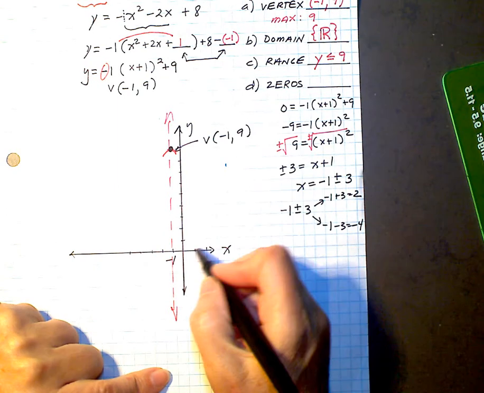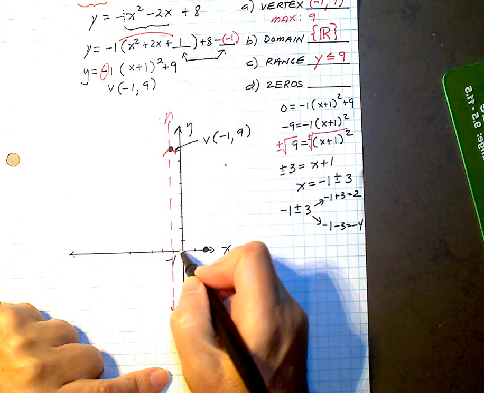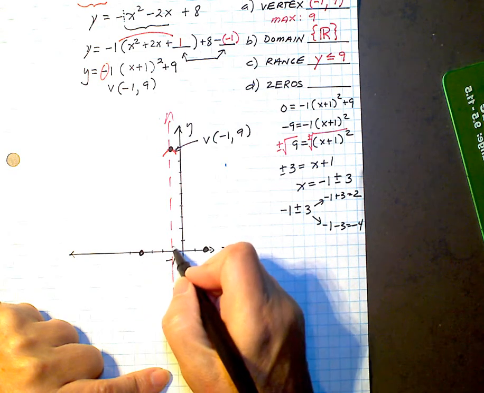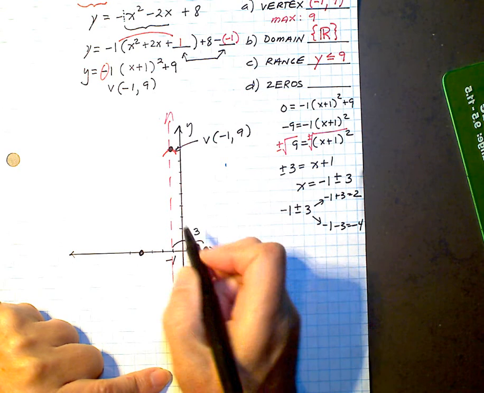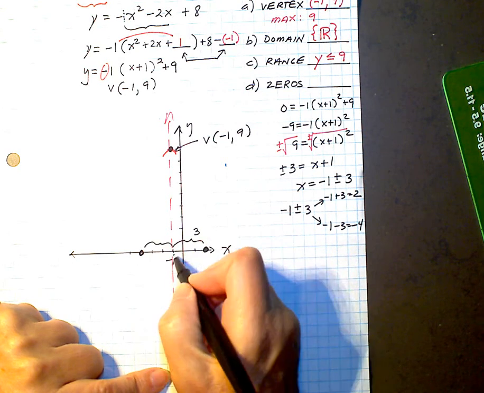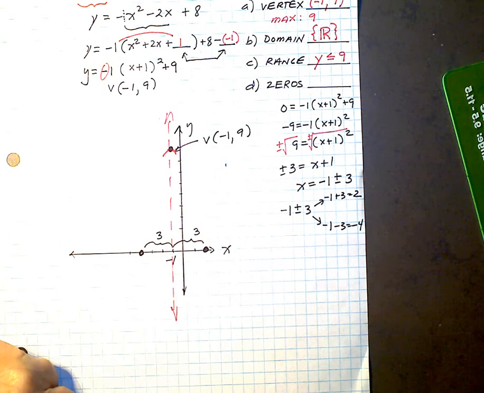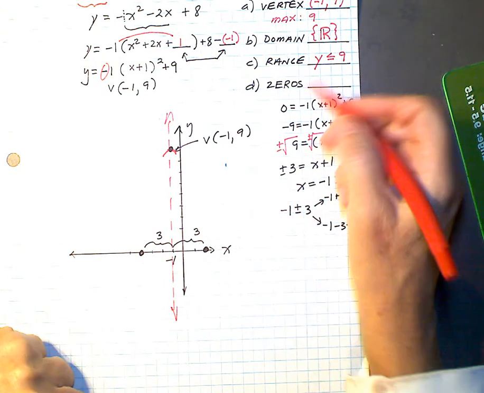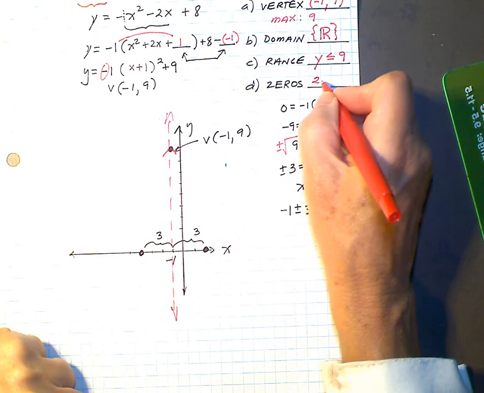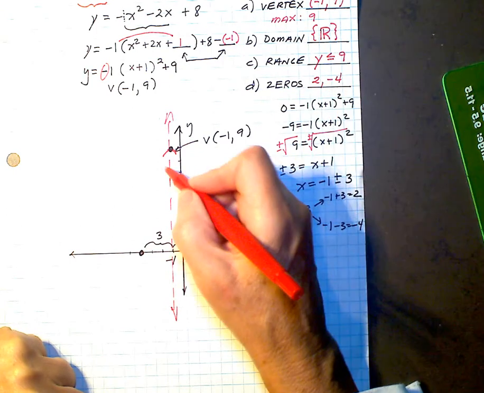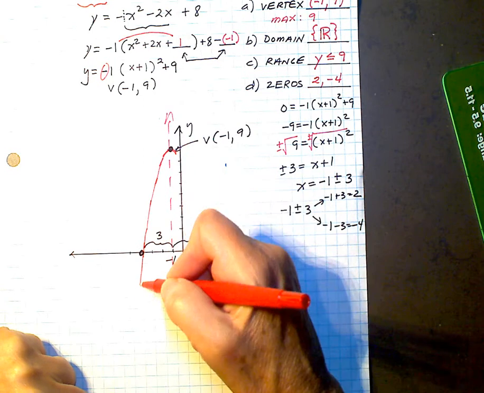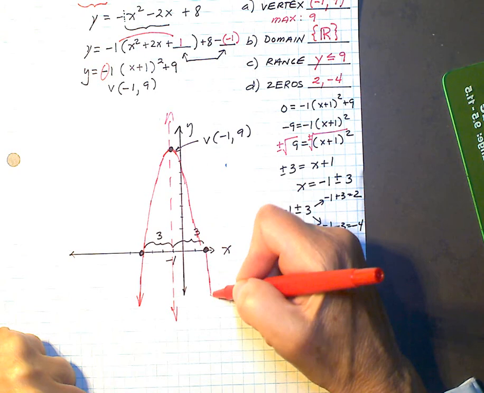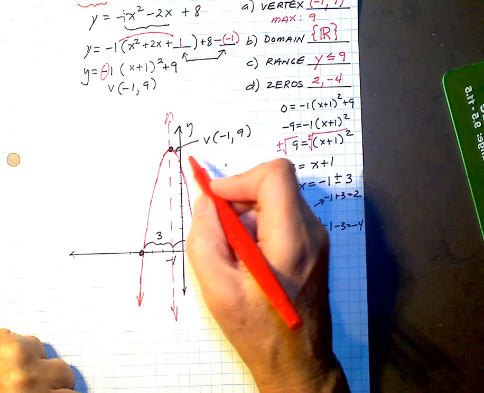So this should come down at positive 2 and negative 4. Notice that this is 3 to the right of the axis of symmetry, and this is 3 to the left of that axis of symmetry. So those are our two zeros, 2 and negative 4. And it's coming right down on those points. And it's going to cross the y-axis here at 0, 8.